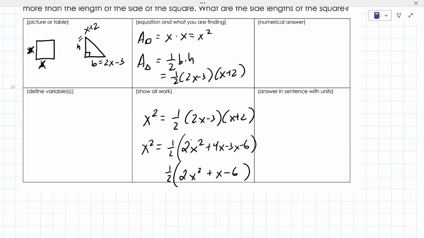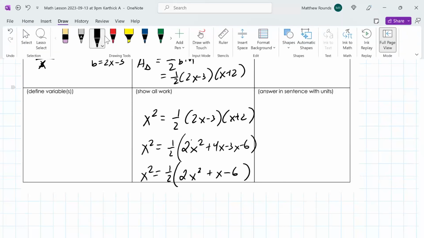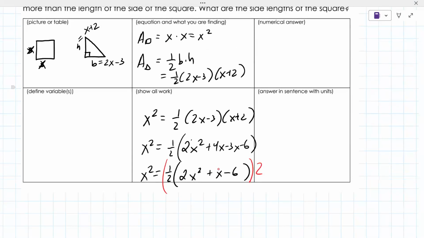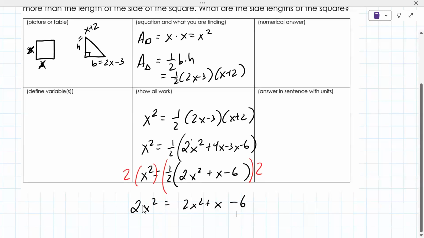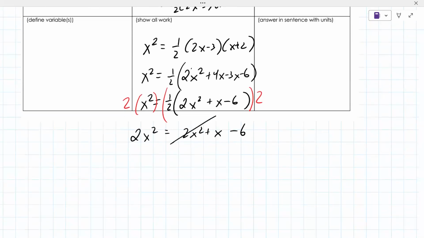What would you like to do here? We can just multiply it by 2 on both sides. Good choice, really good choice. All right. So you multiply by 2, you end up getting 2x squared equals 2x squared plus x minus 6. And the nice thing is those go away. If you multiply in by 1/2, it still would go away, but just a thought there. 0 equals x minus 6, x equals 6.